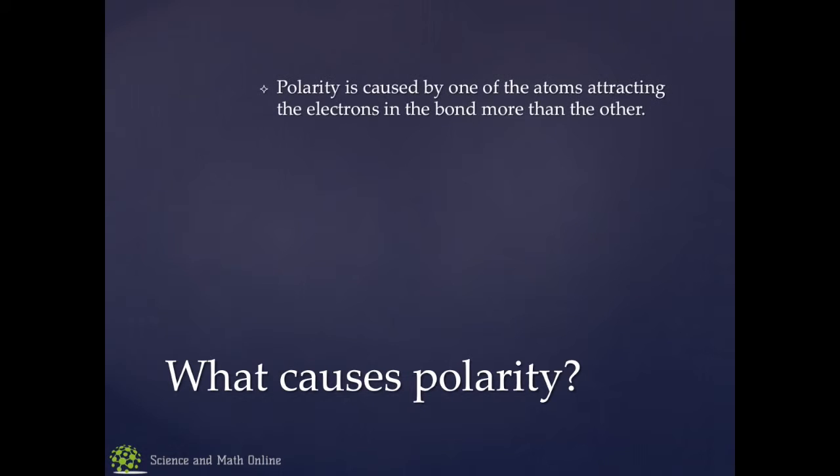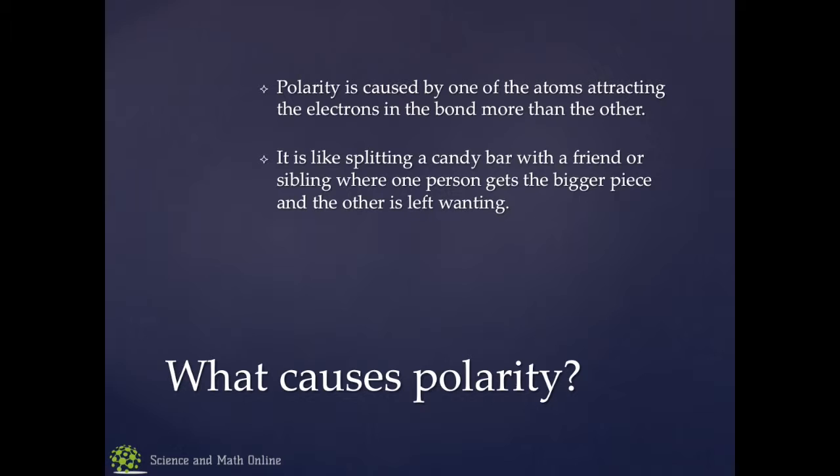All right. So polarity is caused by one of the atoms attracting the electrons in the bond more than the other. If you remember back from our periodic trends, that's electronegativity. And so we're going to look at that more here in a moment. So like I said, it's like splitting a candy bar.